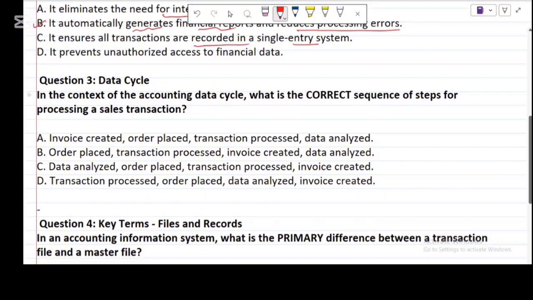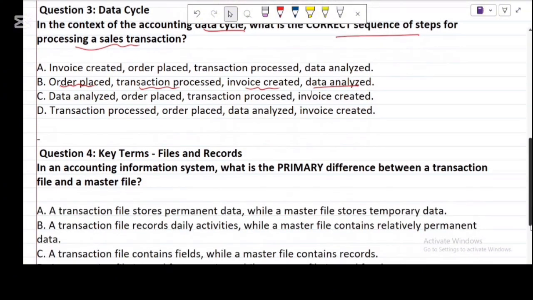In the context of the accounting data cycle, what is the correct sequence of steps for processing a sales transaction? So we have already discussed that first you have to place the order, then the transaction is processed, the invoice is created, and then the data is analyzed. So if you look at option B, you'll find this sequence: first order, transaction process, invoice created, and data analysis. Clear? These are clear, because the customer places an order, a purchase order, then the sale is recorded in the system. We have that sale inventory card. We have discussed all these things one by one. Clear?